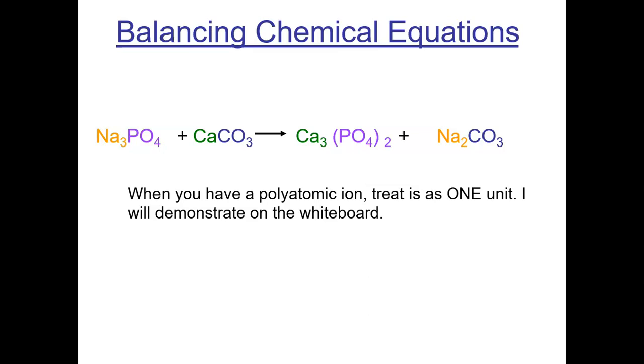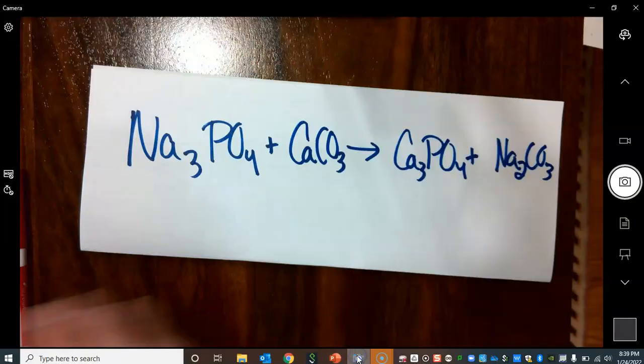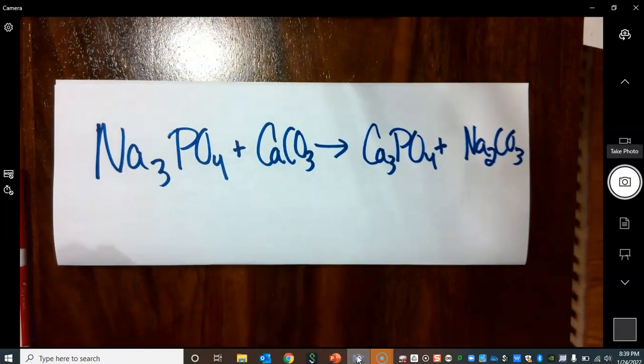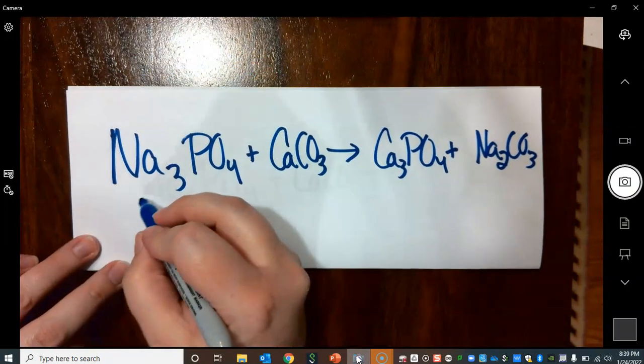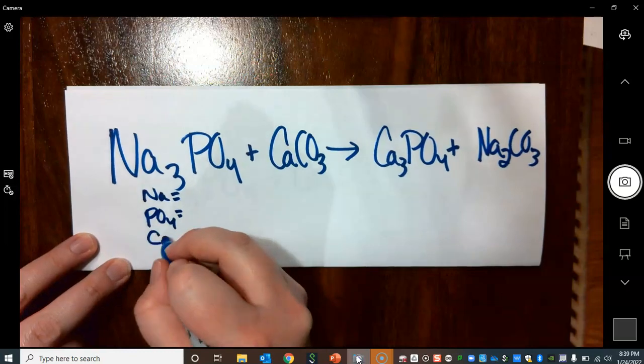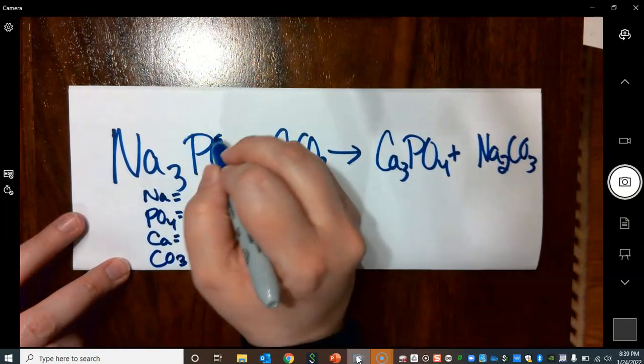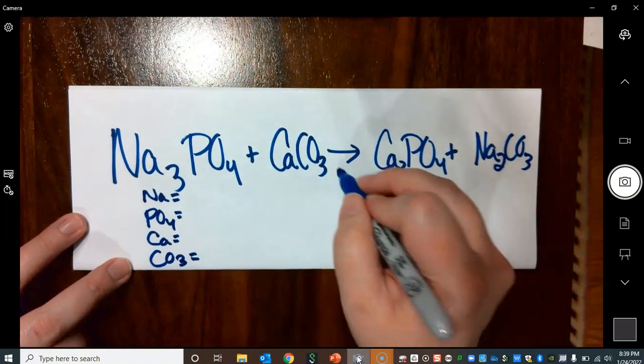So I'm actually going to demonstrate this on a piece of paper because I ran out of whiteboards. So let's take a look. All right, so this is my equation. And when I balance this and do my inventory, I'm going to look at sodium, phosphate, calcium, and carbonate. I'm going to treat this phosphate unit, PO4, as one thing.